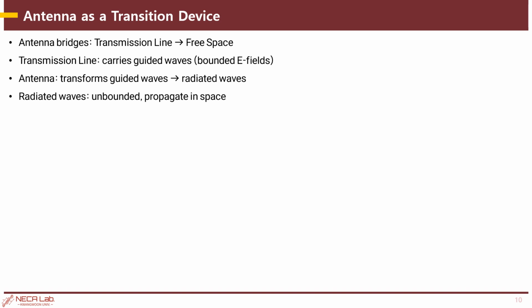Now, the antenna's main job is to act as a transition device. It connects the circuit world to free space. Inside a transmission line, the energy is carried as a guided wave, meaning the electric fields are bounded and follow a defined path. When that wave reaches the antenna, it transforms into a radiated wave, which is unbounded and free to move through space. So the antenna basically takes the guided energy and releases it into open space, allowing it to travel over long distances.